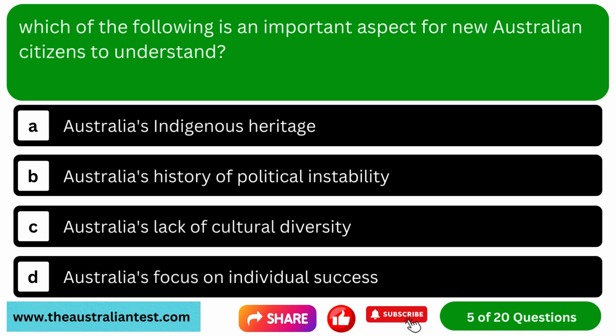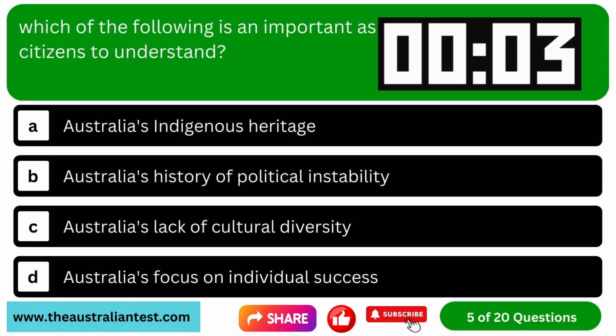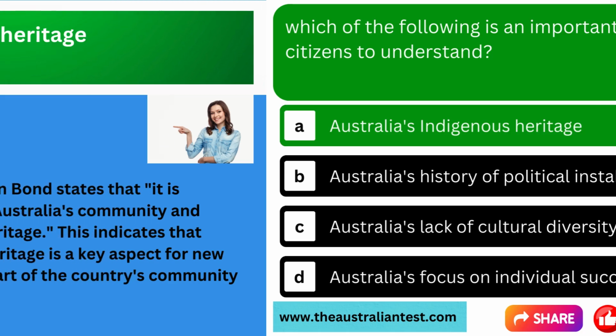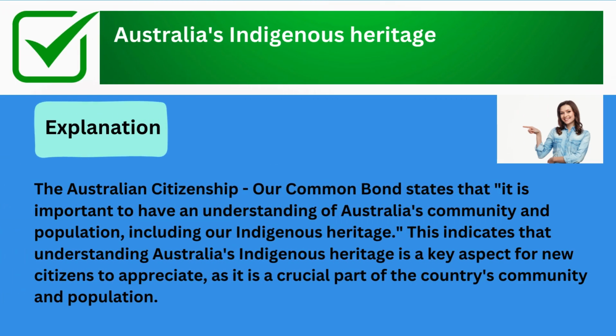Question 5. Which of the following is an important aspect for new Australian citizens to understand? Option A, Australia's Indigenous heritage. Option B, Australia's history of political instability. Option C, Australia's lack of cultural diversity. Option D, Australia's focus on individual success. The correct answer is Australia's Indigenous heritage.